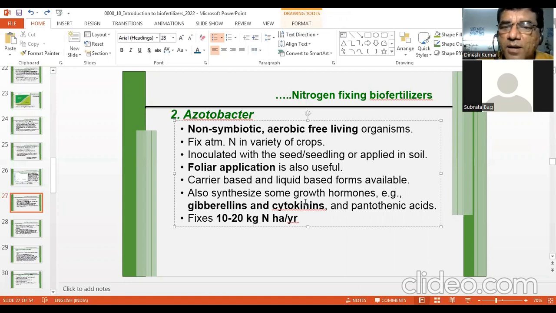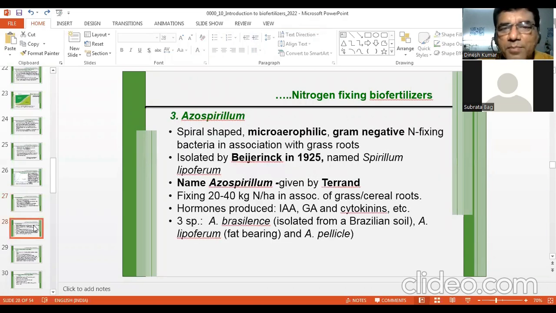It also synthesizes some growth hormones. Azotobacter can synthesize gibberellin, cytokinins, and it can fix about 10 to 20 kg nitrogen per hectare per year. The quantity of nitrogen fixed is low, but it is coming almost free. But it has some growth promoting influence also.